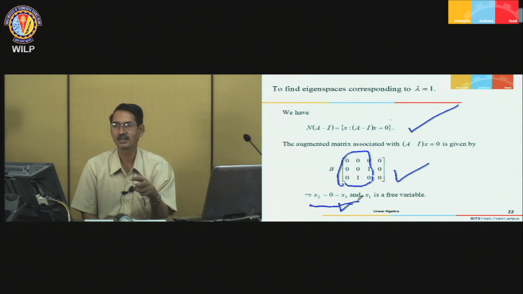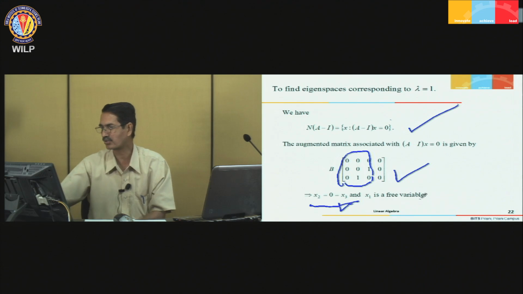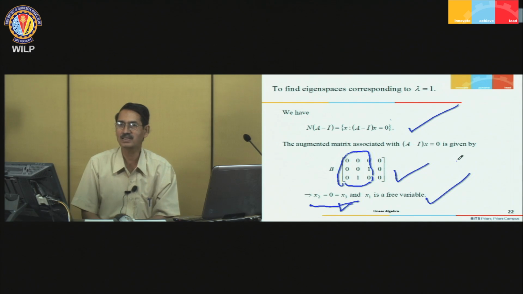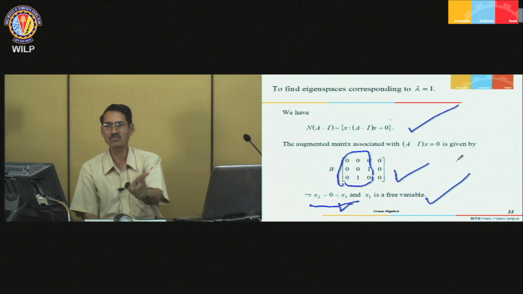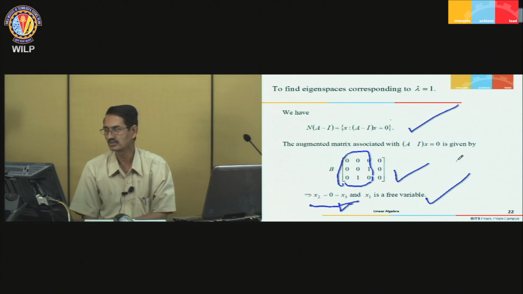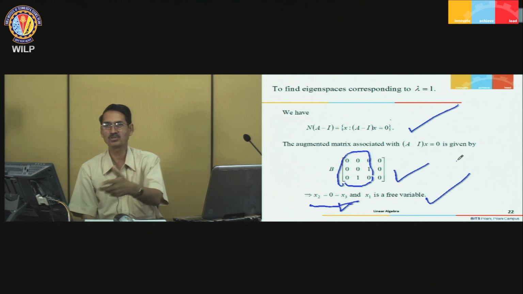x2 and x3 are always 0, and there is no restriction on x1. x1 is a free variable, any real number, but x2 and x3 have to be 0. So take x1 equal to 1. Then (1, 0, 0) is one eigenvector, and any scalar multiple of it will be an eigenvector. So (2, 0, 0), (3, 0, 0), (4, 0, 0) are also eigenvectors.